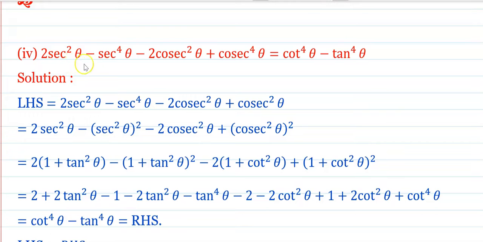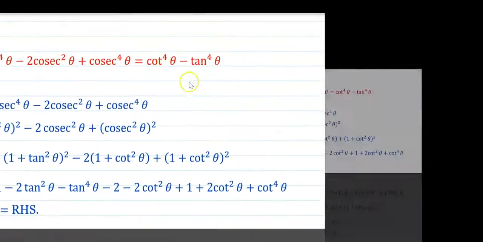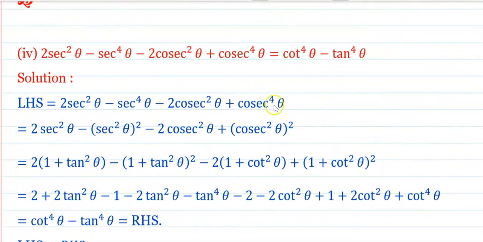2 sec square theta minus sec theta raised to 4 minus 2 cosec square theta plus cosec theta raised to 4 is equal to cot theta raised to 4 minus tan theta raised to 4. Now consider the LHS. 2 sec square theta as it is, minus sec theta raised to 4 minus 2 cosec square theta plus cosec theta raised to 4. 2 sec square theta as it is. Sec theta raised to 4 can be written as sec square theta bracket square, minus 2 cosec square theta plus cosec theta raised to 4 can be written as cosec square theta bracket square.